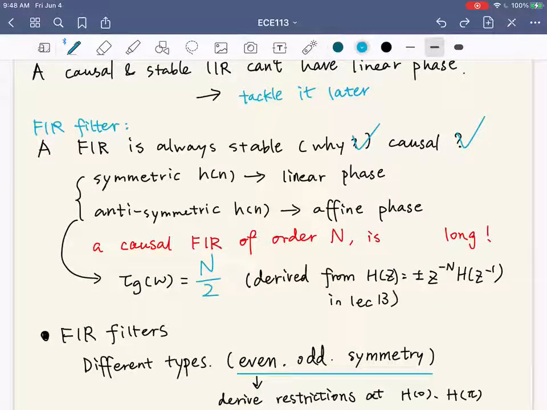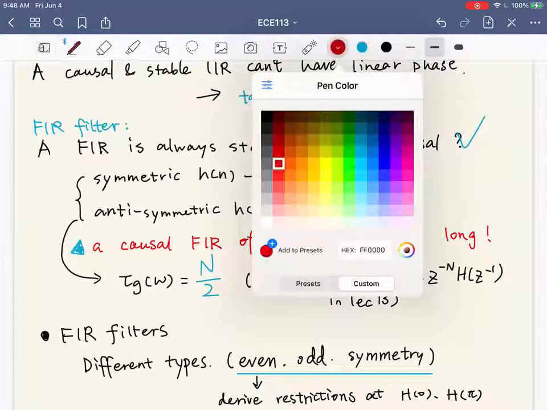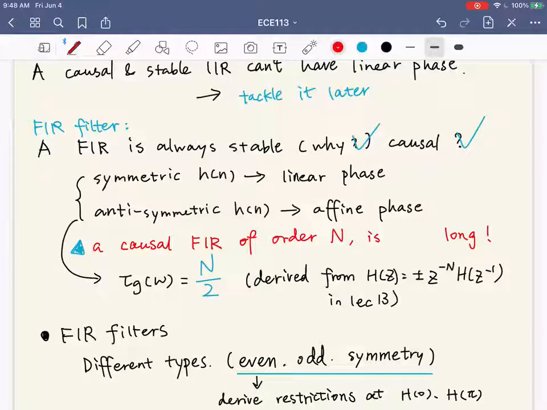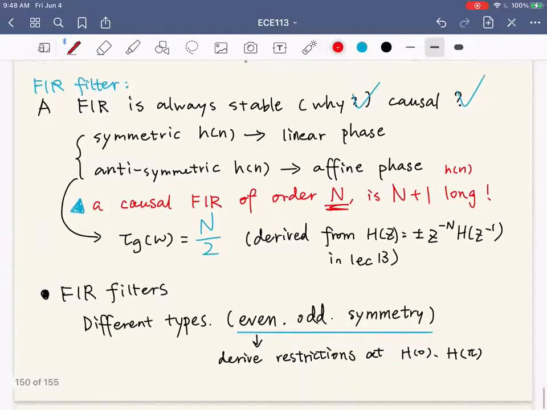Okay. And an important point here, always usually ignored, is that a causal FIR of order n is actually n+1 long, because we count from 0 to n. So it actually has n+1 terms in the n domain. I mean, h of n is n+1 long. This is very important, and don't forget it in the final exam. That would be horrible. Okay, and the group delay in this case is n/2.